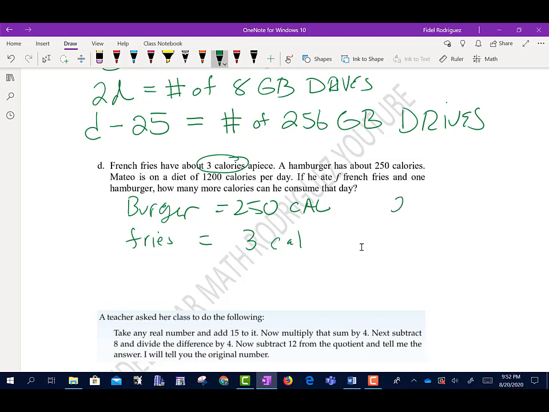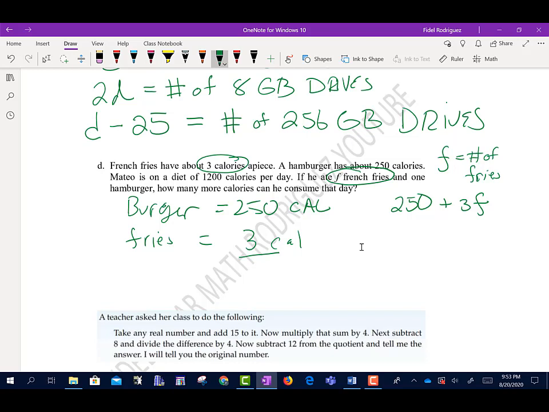Well, we know he's already consumed 250 because he ate the burger. And then notice what it's telling me. F is going to be my number of fries. So F is the number of fries, and each fry has a total of 3 calories. So 3 times F. That's how many calories he's consumed at this point.